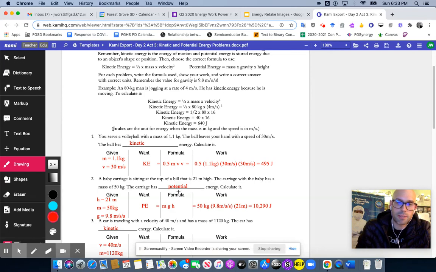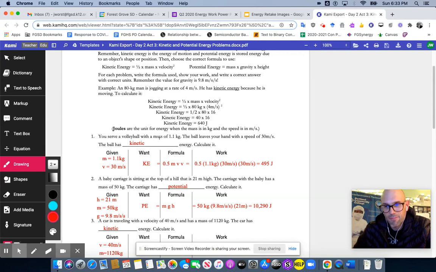Similarly, calculating potential energy, PE, it's mass times gravity times height. In this question, we were given the height is 21 meters, the mass is 50 kilograms, and the gravity is 9.8 meters per second per second. So we plug those numbers in, we get 10,290 joules, because energy is in joules, not rubies. It's a unit of energy. I hope that's helpful.